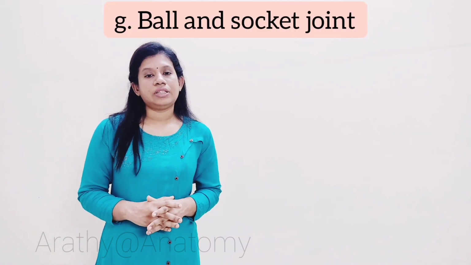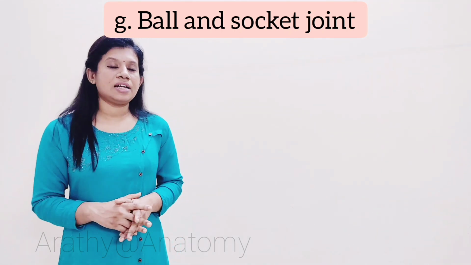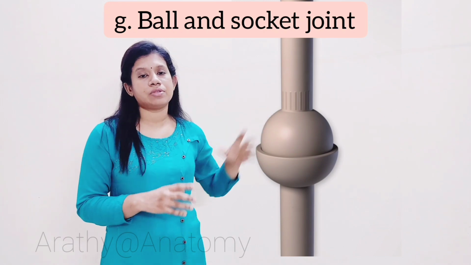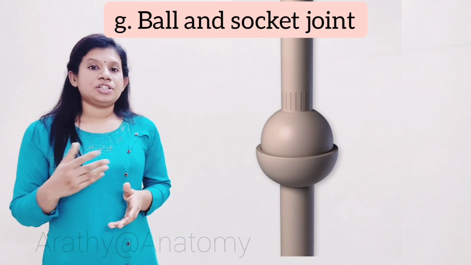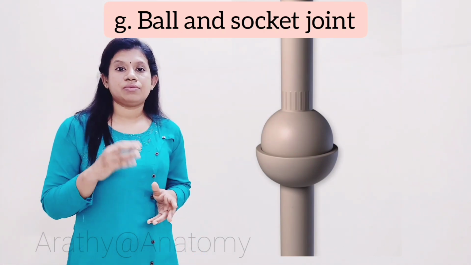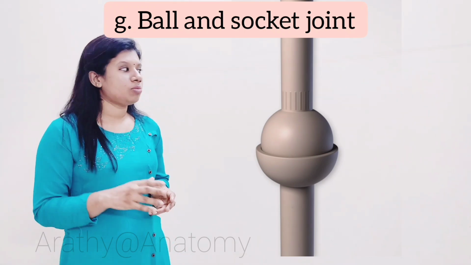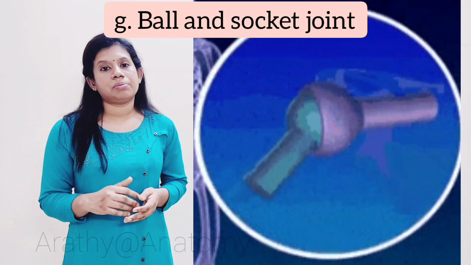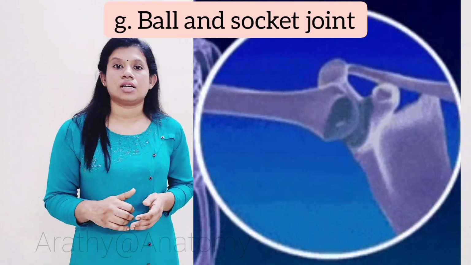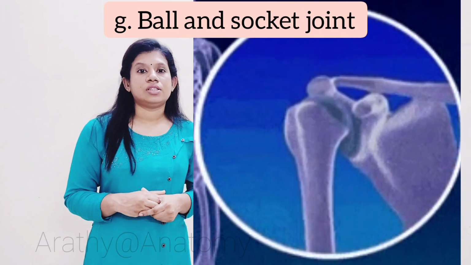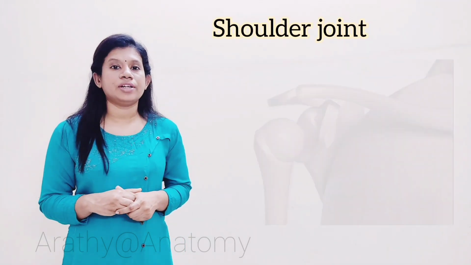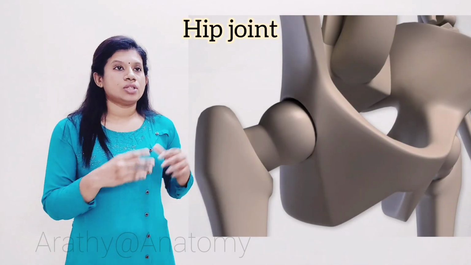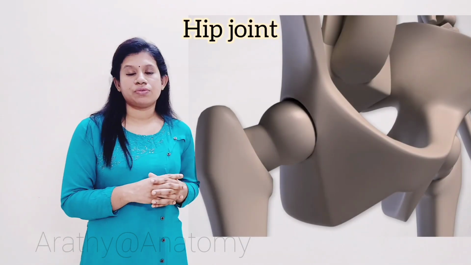Now moving on to the last one, that is called the ball and socket joint. In a ball and socket joint, there is a globular head fitting into a cup-shaped socket. There are infinite numbers of axes around one common center, and the movements mainly produced are flexion, extension, abduction, adduction, medial rotation, lateral rotation and circumduction. Examples for this, especially you can see in the shoulder joint, and the next one you can see in the hip joint. Okay, so that's all about the classification of joints.